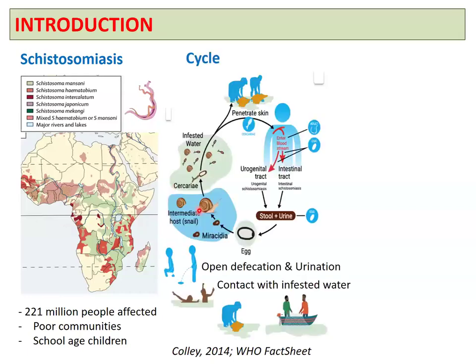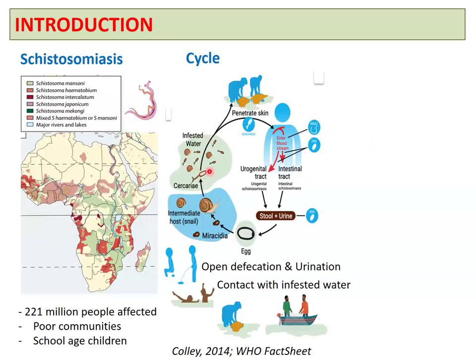When it comes to its infection cycle, it starts off with individuals or people who go to water sources. These are mainly freshwater sources, which have these infective cercariae.